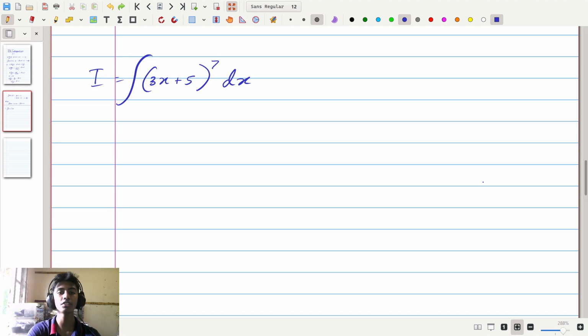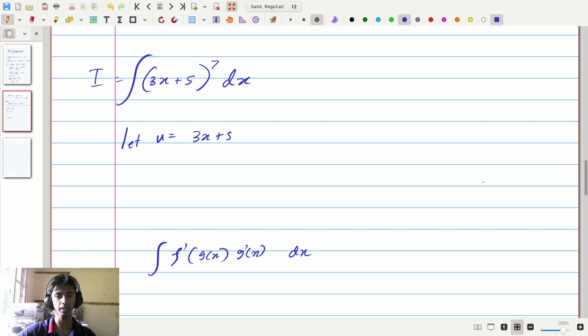In this situation, this is the quote-unquote correct u substitution. In practice, what we would do here is to write out, let u equal 3x plus 5. Now then, recall that for u substitution we need the format of f prime of g of x times g prime of x's integral with respect to x, and in that case that would be equal to the integral of f prime of u with respect to u.